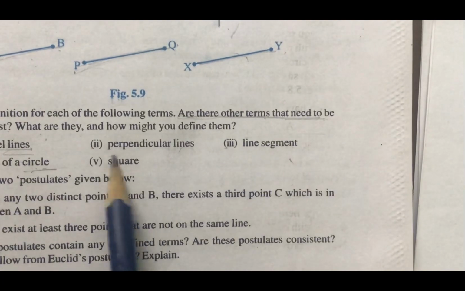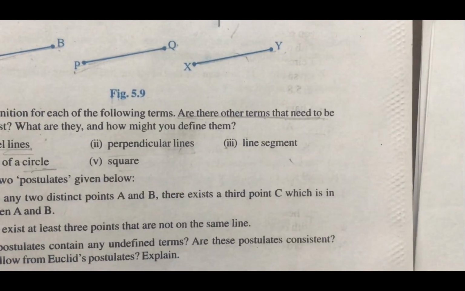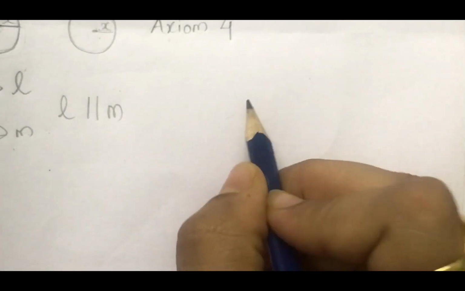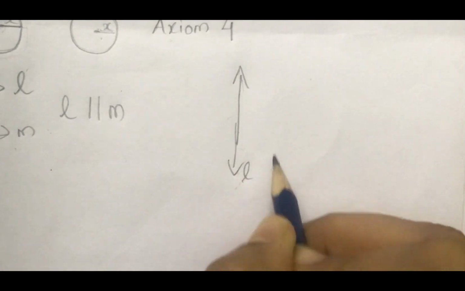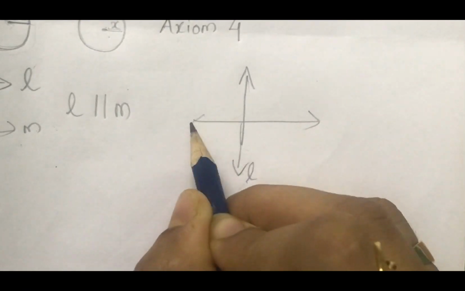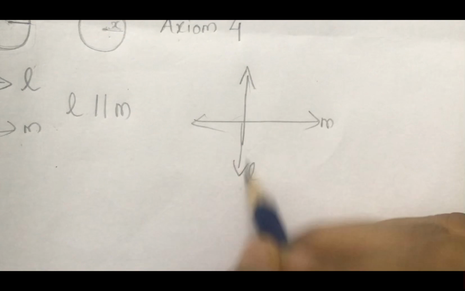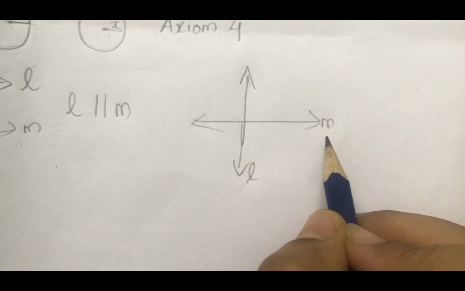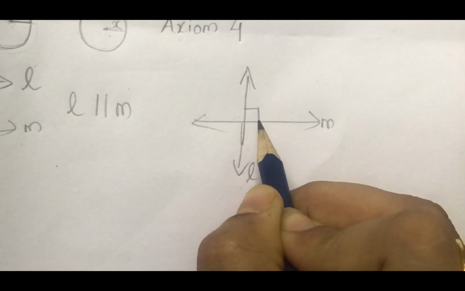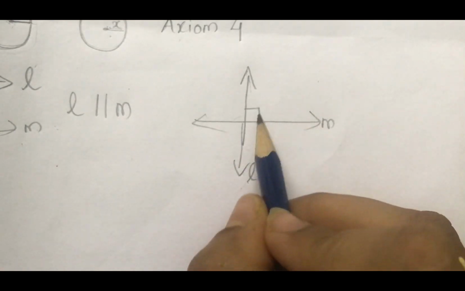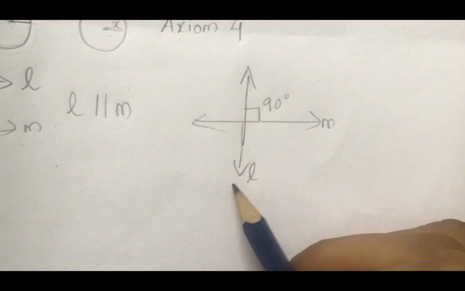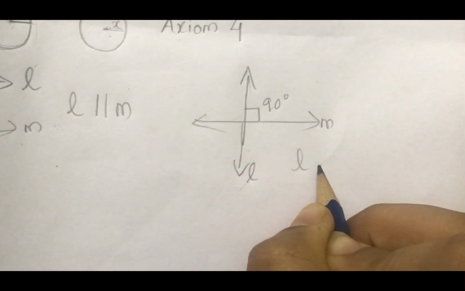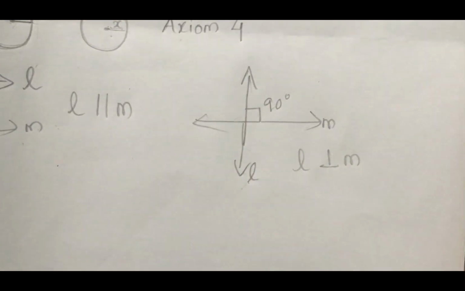Now what are perpendicular lines? How do we define perpendicular lines? Two lines L and M lying on the same plane are perpendicular to each other if they form a 90 degree angle between them. Then how do we write them? L is perpendicular to M.